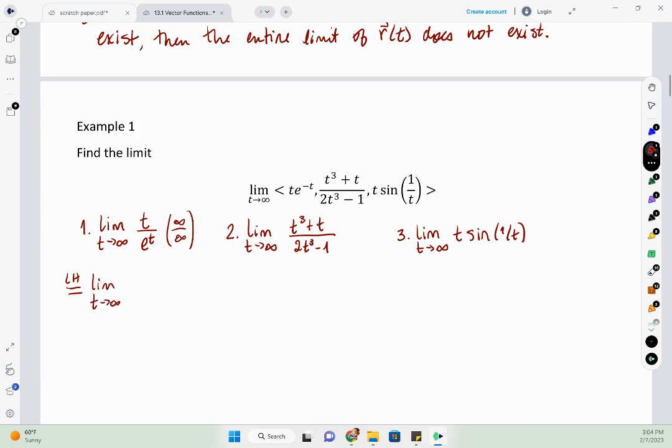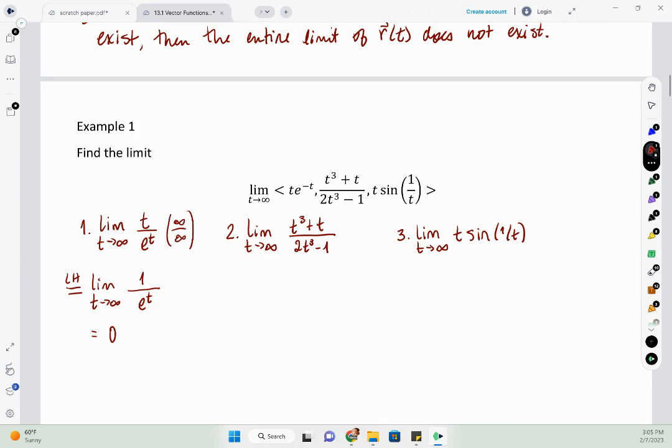L'Hopital's rule says to take the derivative of the top, so the derivative of t is 1, and divide it by the derivative of the bottom. And the derivative of e to the t is just e to the t. Now if I were to think about plugging in infinity, the bottom of this fraction would blow up to infinity, and 1 over infinity is going to give us 0.